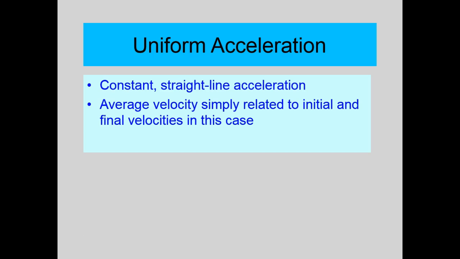Now, if you have constant straight line acceleration, that means your average velocity is simply related to the initial and final velocities. If it's a constant, uniform, straight line acceleration, and you know the initial speed and the final speed, just take the average. Just like if you took two tests, add them together and divide by 2. That's all you have to do if it's uniform acceleration. The lab we're going to do today is going to be uniform acceleration.